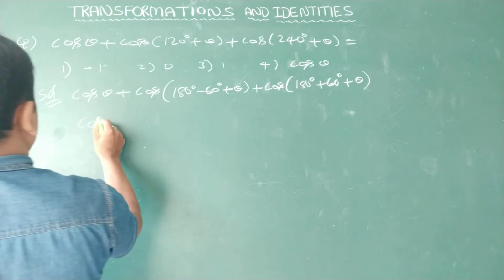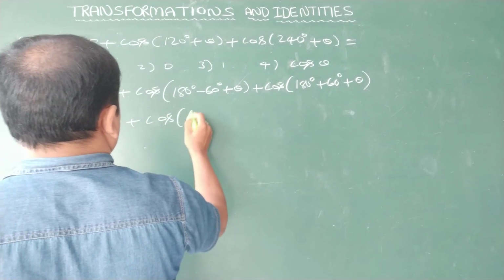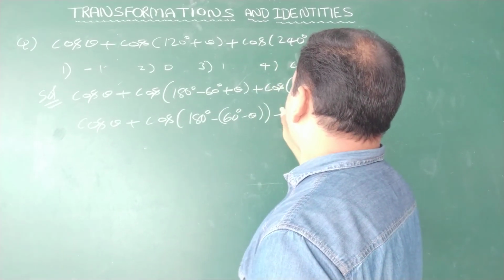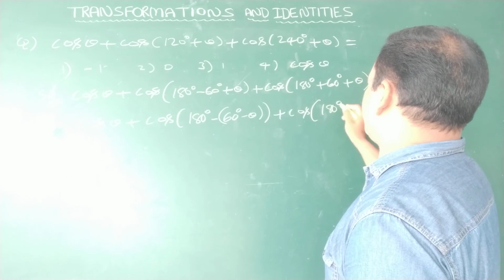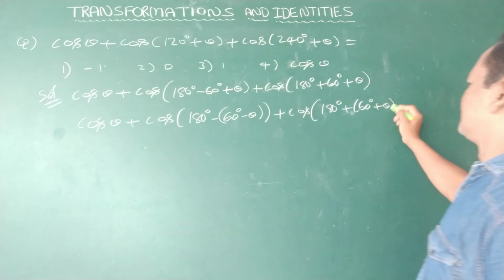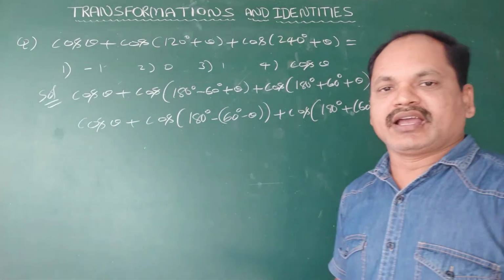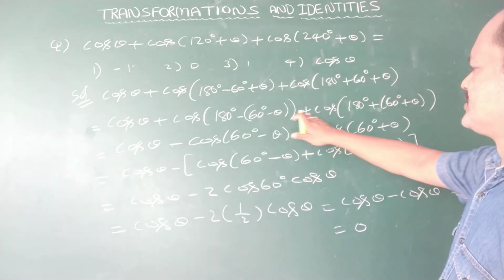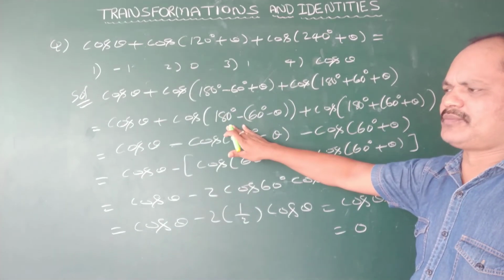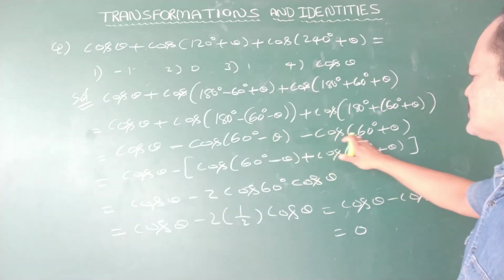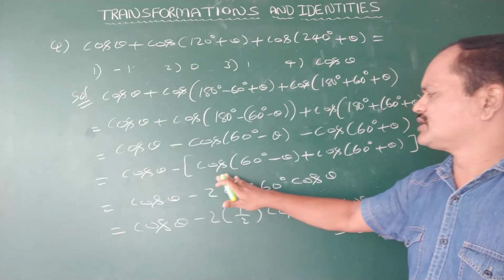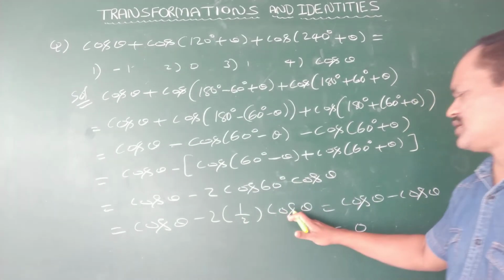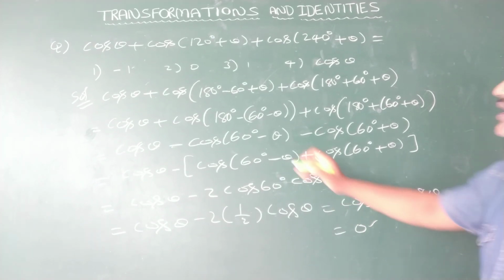Now this is cos theta plus cos of (180 minus, taking common minus from these two, 60 minus theta) and plus cos (180 plus 60 plus theta). Since this is in the form of cos (180 minus theta), that is minus cos (60 minus theta), and this is minus cos (60 plus theta). Take common minus. So cos(a plus b) plus cos(a minus b) is 2 cos a cos b. Cos 60 is 1 by 2, the 2 gets cancelled, and cos theta minus cos theta gets cancelled. That's why the answer is 0, which is the second option.